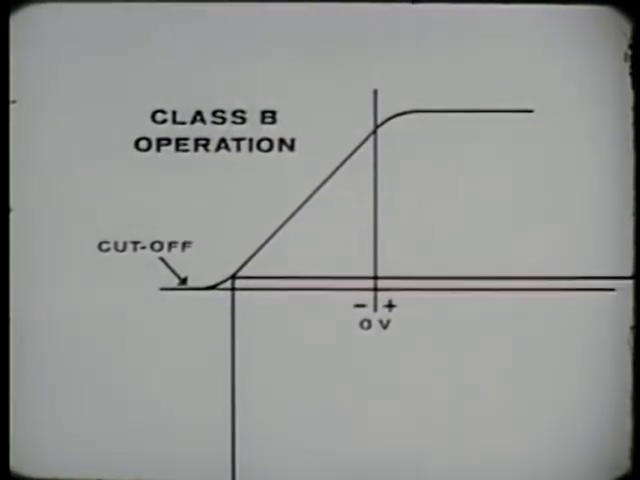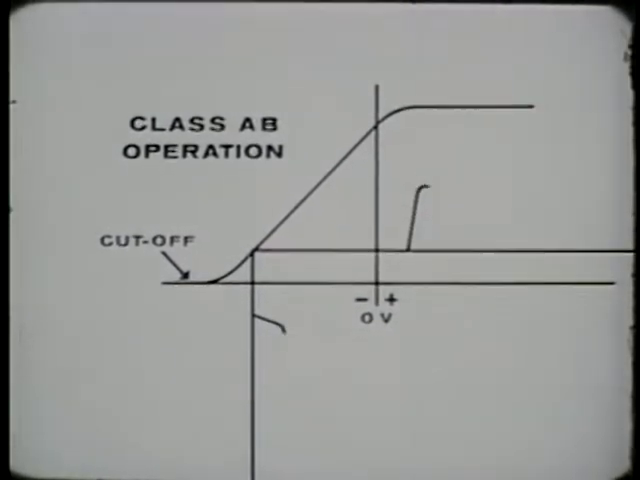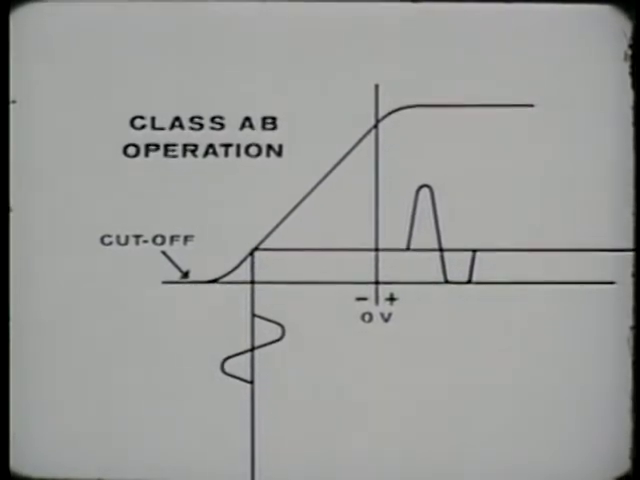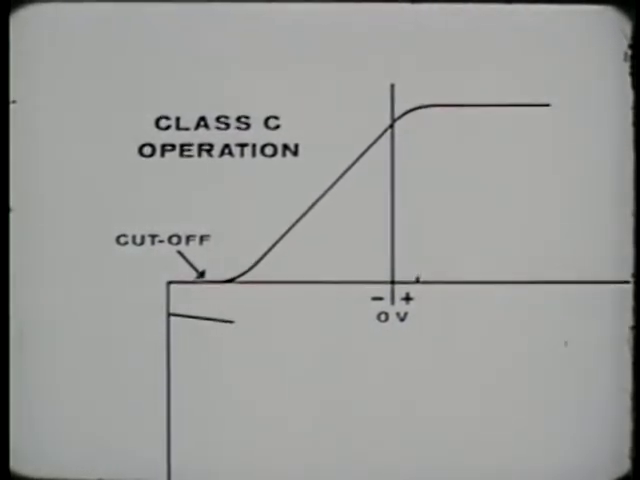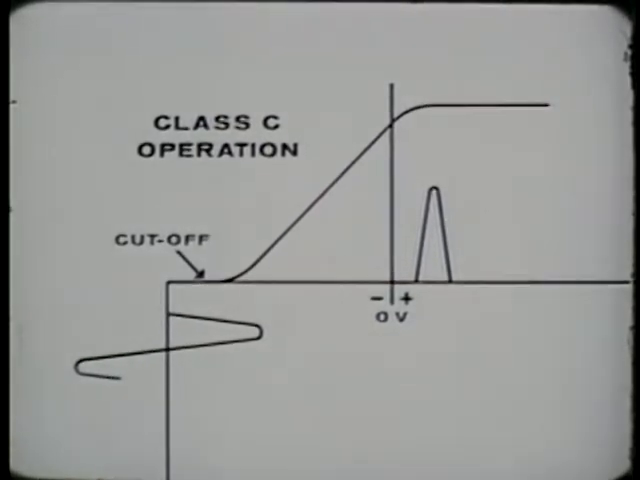If we bias the tube at or near cutoff, it is a Class B amplifier. Note that plate current represented by the upper waveform flows for only slightly more than 180 degrees of the input cycle. If we bias the tube between Class A and Class B, we have a Class AB amplifier. Again, note the relationship between plate current flow and the input cycle. If we bias the tube below cutoff, we have a Class C amplifier. This class of amplifier is almost exclusively limited to radio frequency applications.